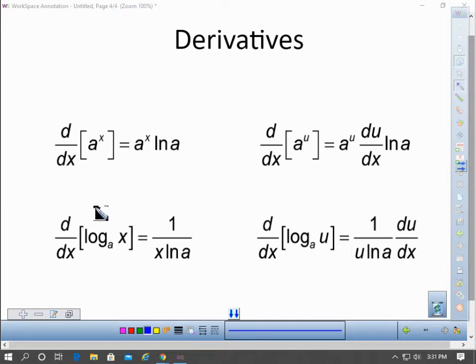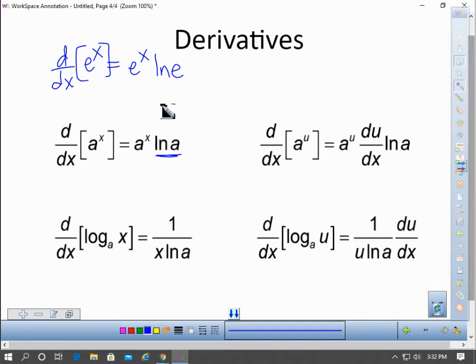Just like e to the x, the derivative of a to the x is its own derivative. So the derivative of a to the x is a to the x, but we have to multiply by the natural log of a. Now, of course, this rule could have been written about e as well. If we did e to the x, it still could have been the same thing. I'll even put the little brackets to make it look the same. The derivative of e to the x is e to the x, and we still could have multiplied it by the natural log of the base, which was e.